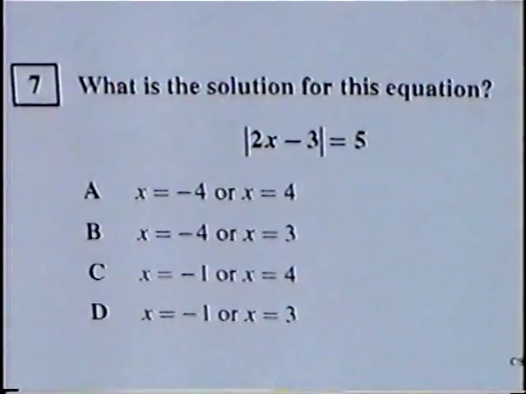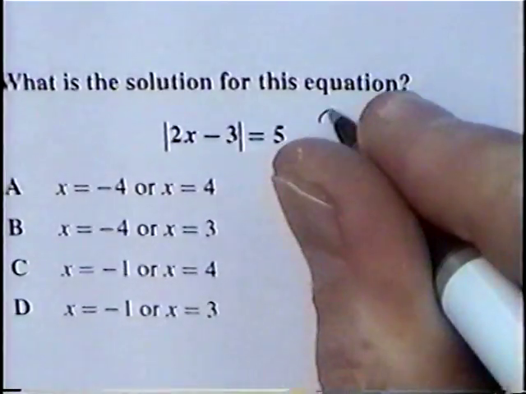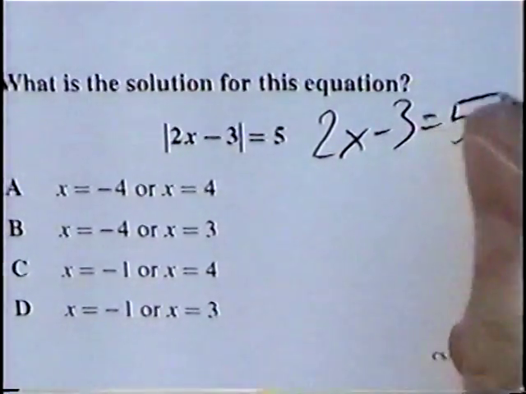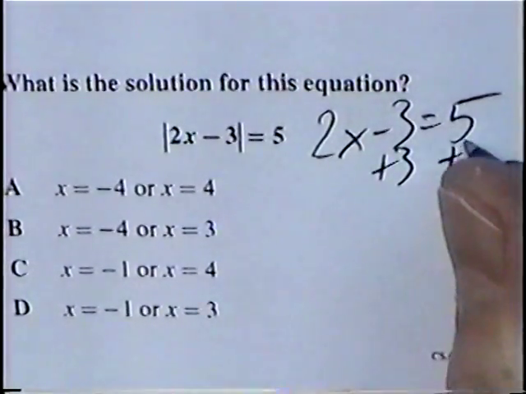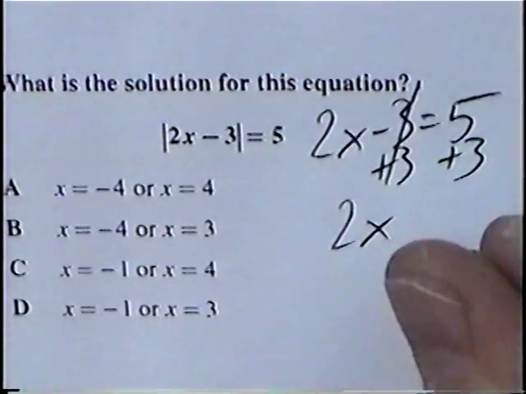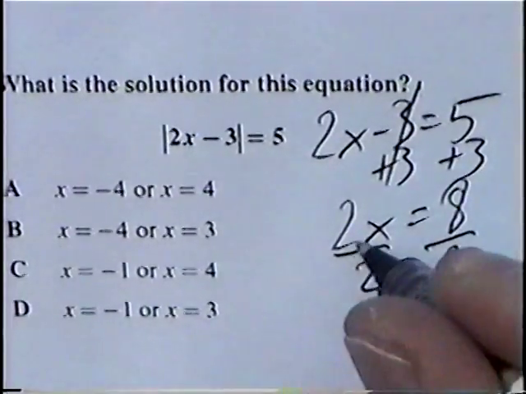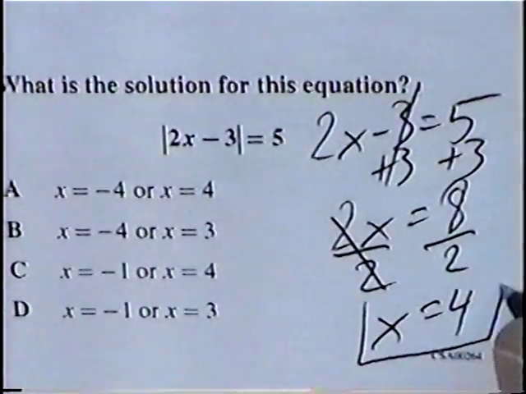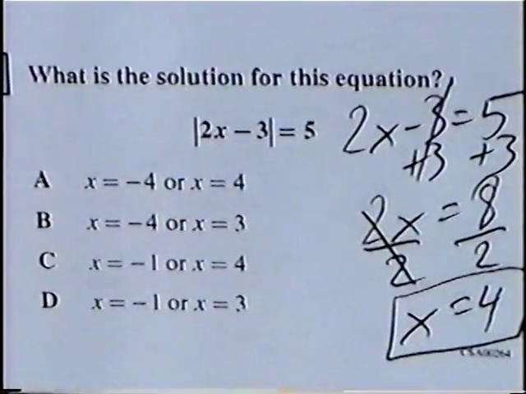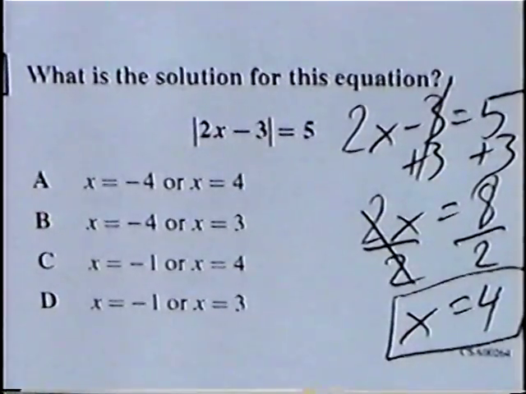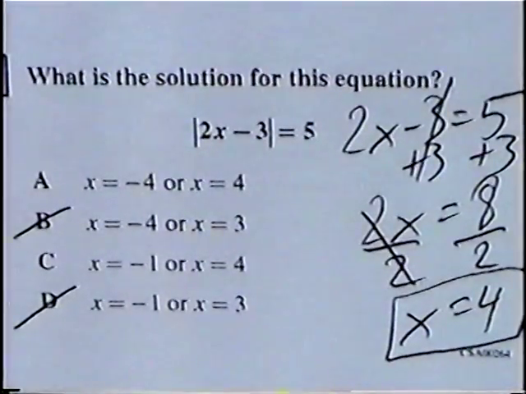To solve an absolute value equation, we can first take off the absolute values when the absolute value is by itself. So we'll have 2x minus 3 is equal to 5. Solving this equation, we can add 3 to both sides. 2x would equal 8. And dividing by 2, we'll have the first answer, x equals 4. Looking at the possible solutions, letter A has x equals 4, and letter C has x equals 4. So we know the answer cannot be B or D, since neither one has x equals 4.